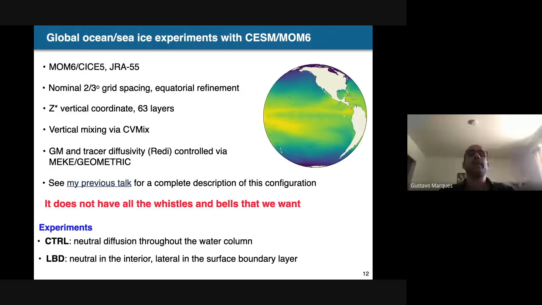The two experiments I'm going to show are basically the same as in the thought experiment. I have a control case with neutral diffusion throughout the whole water column and what I call LBG, which has neutral diffusion in the interior, lateral in the surface. And just to make sure, everything else is being turned on now. So we have all the diffusion and advection and so on. So it's different than the thought experiment that I showed before.